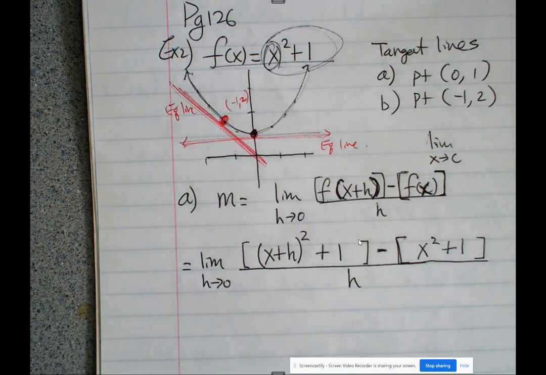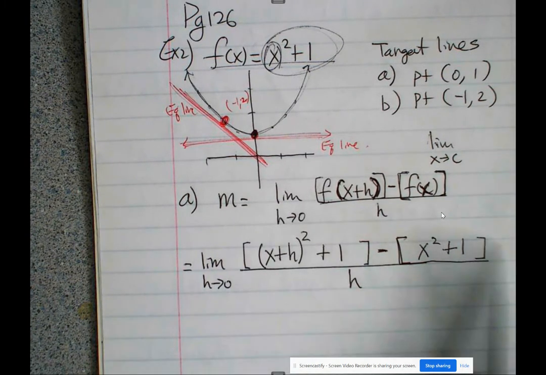Alright, so I'll give you time to copy that. 10 seconds. Alright, think about this. Can I use direct substitution? No. Why not? Because your denominator is 0. So what do we do if you have a 0 as a denominator? We need to use some other method, right? So we need to simplify the top.